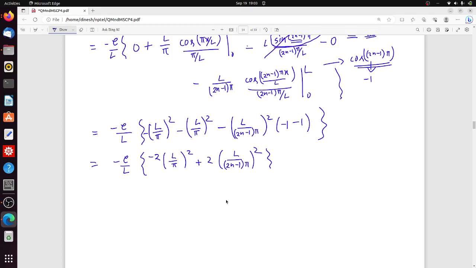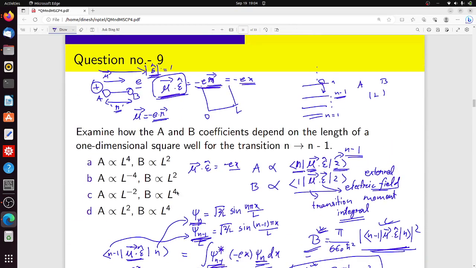Somehow one term has cancelled, so I have to recheck it. From these terms, one term got cancelled. There must be some plus minus mistake. Yes, sir. Okay, you can further simplify this: 2e over (L over pi) whole square minus (L over (2n minus 1) pi) whole square.